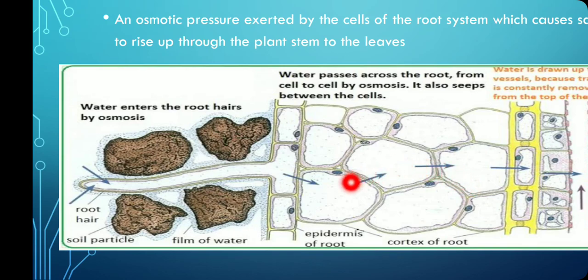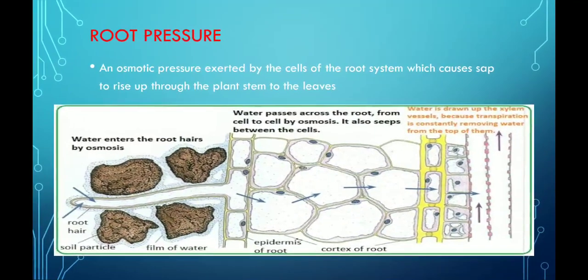As the pressure is created in the root, it is also called root pressure. So root pressure is actually an osmotic pressure which helps water move from one cell to another, finally to the xylem, and then it is conducted to the upper part of the plant. This is one of the theories, the root pressure theory. It may be effective, but students, it is effective for short-heighted plants only.